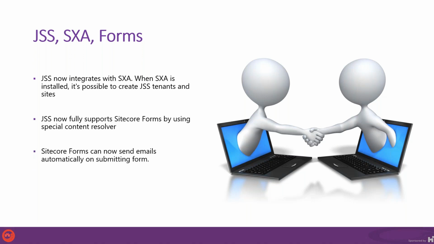So the next one, Sitecore forms also has been improved here. Sitecore forms was introduced in Sitecore version 9. In earlier versions like 9 and 9.1, when you submit a form and you want to send an email, the developers need to write custom code for it. But in 9.2, out-of-the-box functionality is available for triggering the emails.